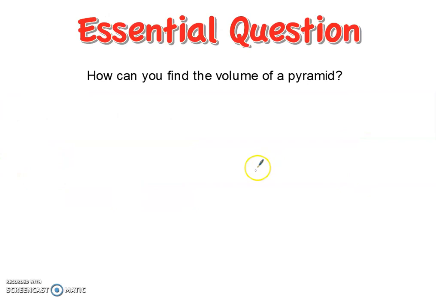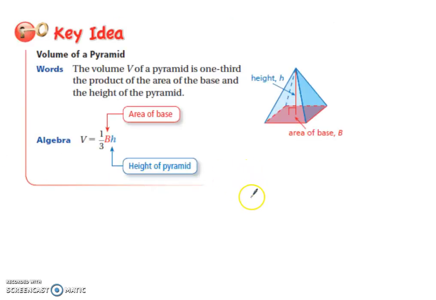All right, here's our essential question for 9.5 notes. How do you find the volume of a pyramid? Take your time, write it down, pause the video, go back. Here's our key idea. Finding the volume does have a formula. We're going to follow it every single time, just like we did for prisms last week. But the formula is a little bit different.